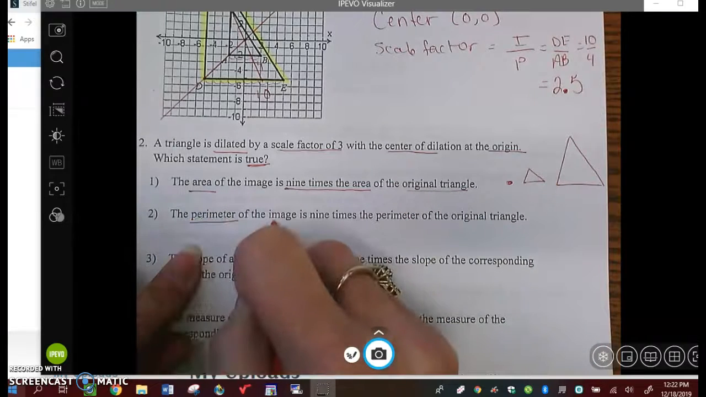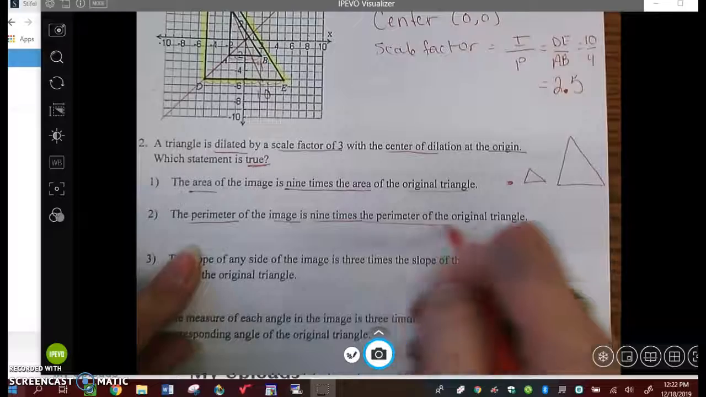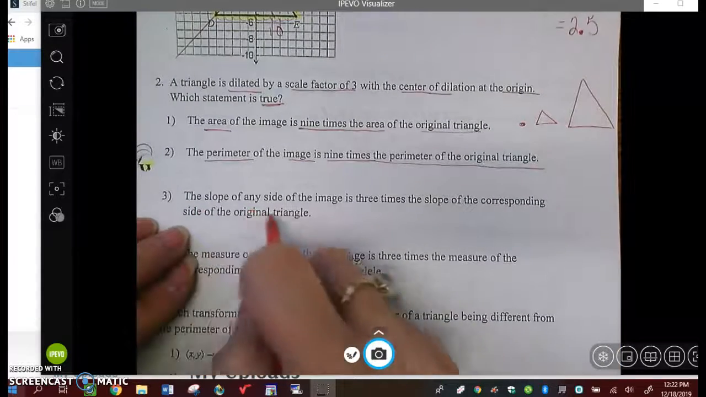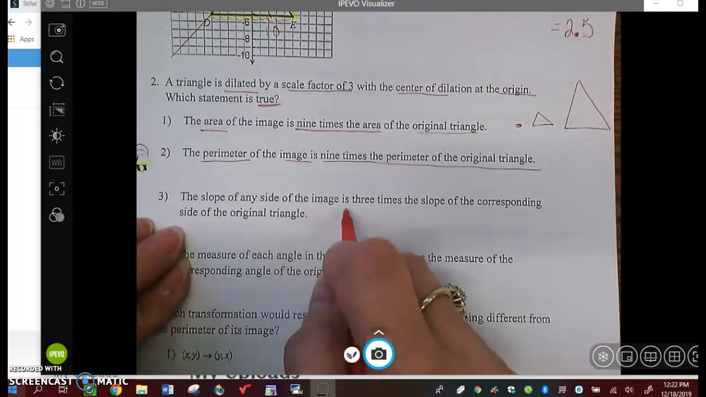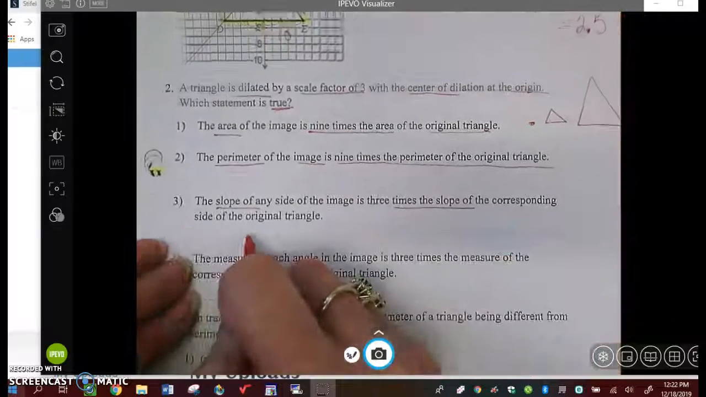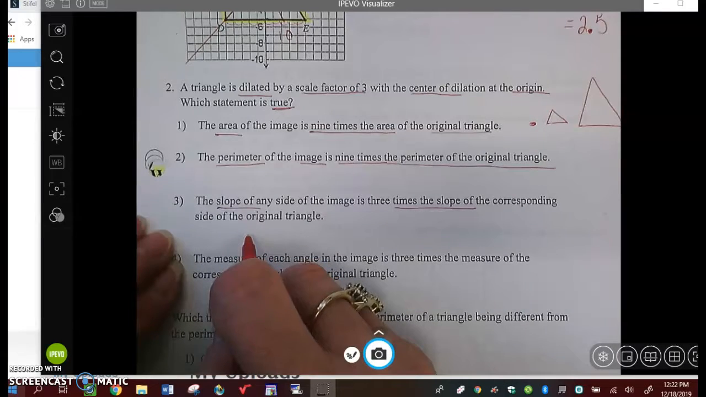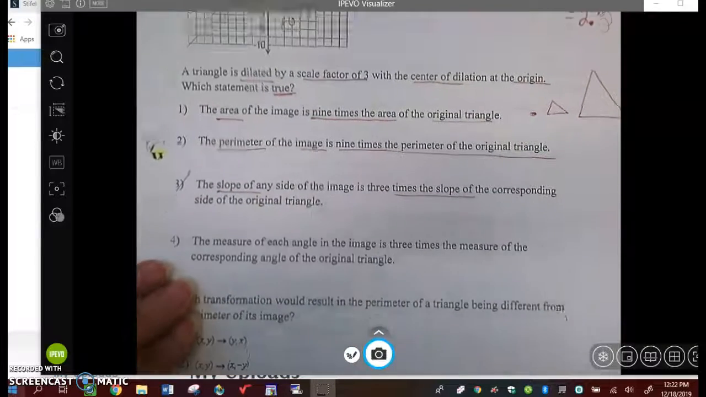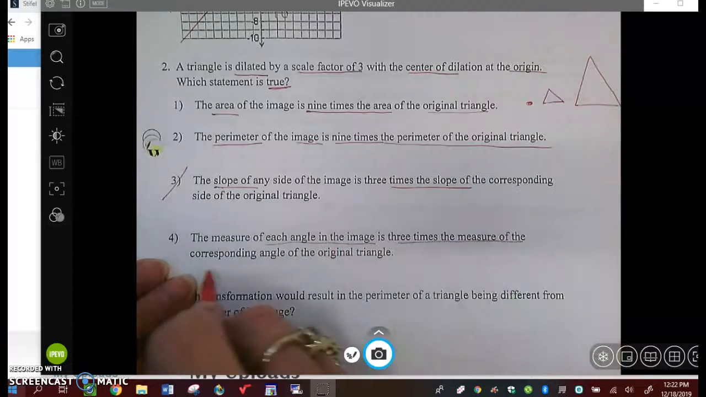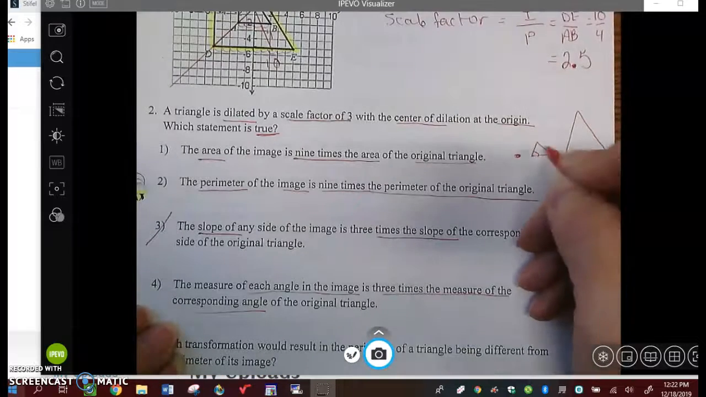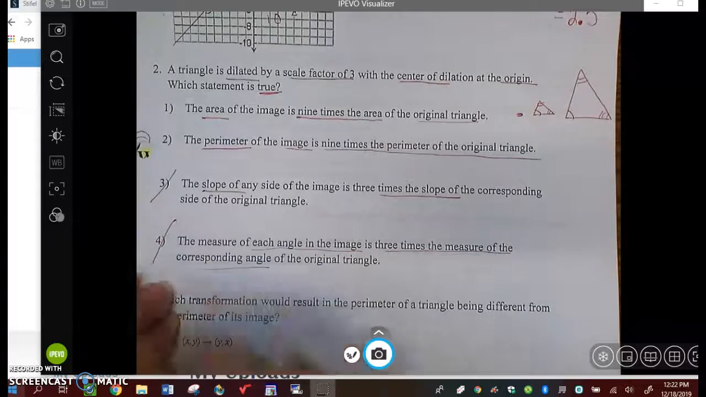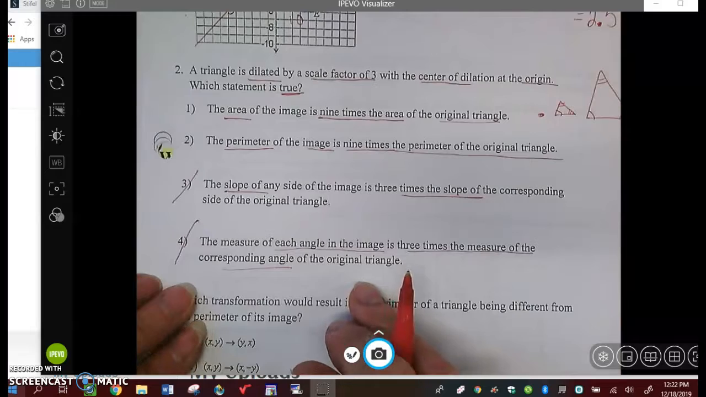Is the perimeter of the image 9 times the perimeter of the original? Is the slope of any side of the image 3 times the slope of the corresponding side? Do we ever multiply slopes? That answer is a big no. That one's automatically false. The measure of each angle of the image is 3 times the measure of the corresponding angle. Isn't it true that corresponding angles are congruent? We never multiply angle measurements by a scale factor.